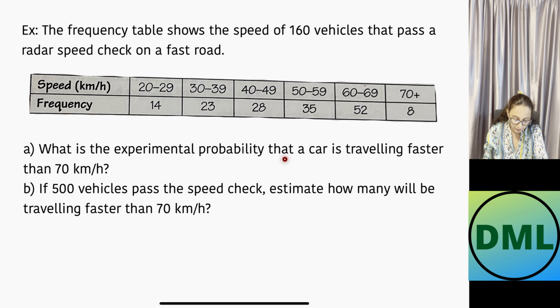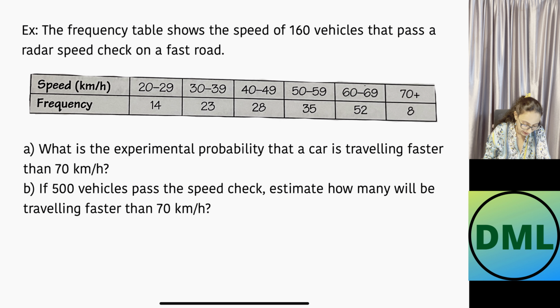What is the experimental probability that a car is traveling faster than 70 km per hour? 70 km per hour plus. That means the cars are going with the speed of more than 70 km per hour. I am looking for the experimental probability for this, in which the car is traveling faster than 70 km per hour. There are 8 vehicles which are going more than 70 km per hour. So 8 is our frequency and the total number of vehicles is 160, which is your trials.